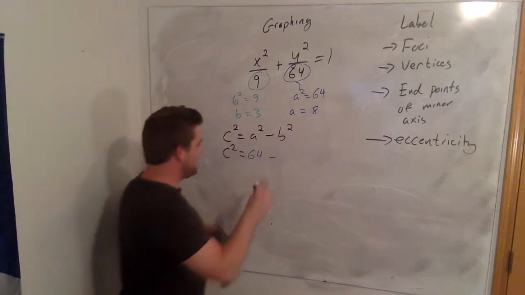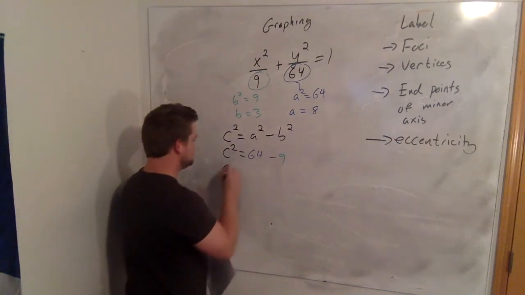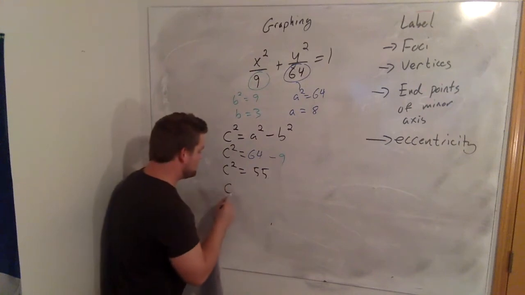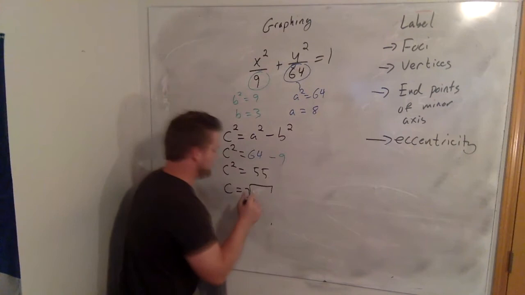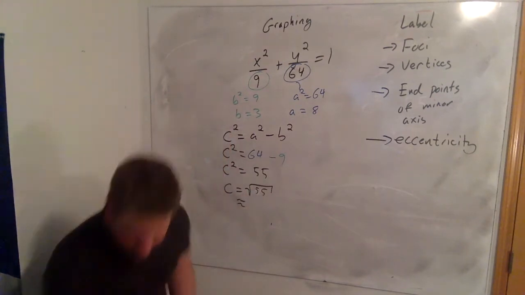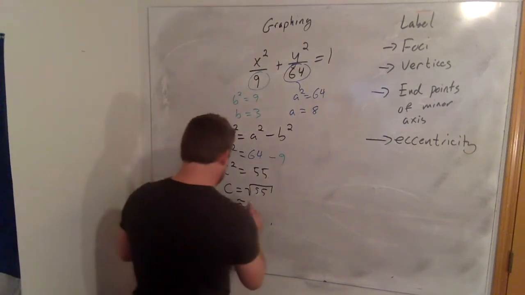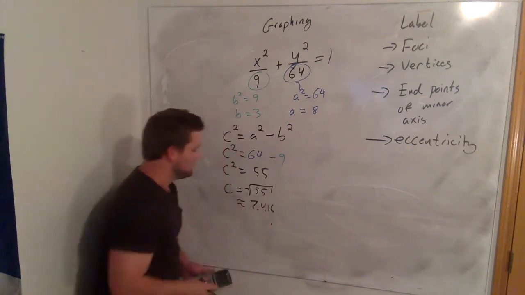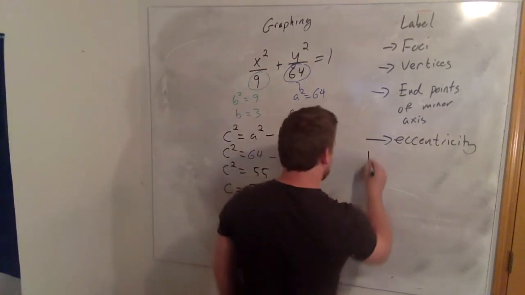64 minus 9, that's going to be 55. If we take the square root, c will be equal to the square root of 55. This isn't a nice whole number, but we can use our calculators, and the square root of 55 is roughly 7.416. Okay, so let's go ahead and sketch the ellipse.